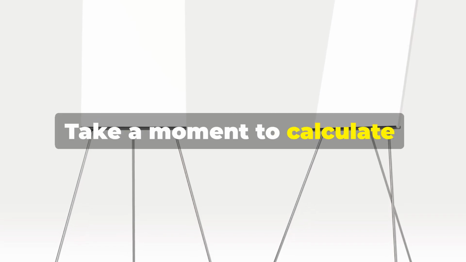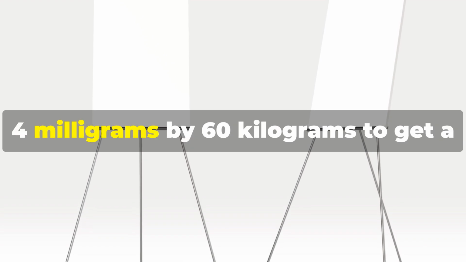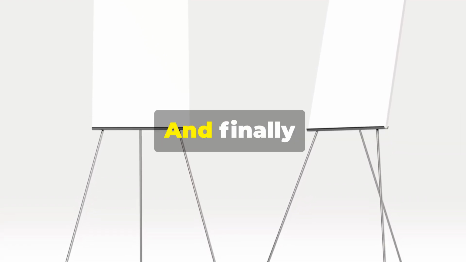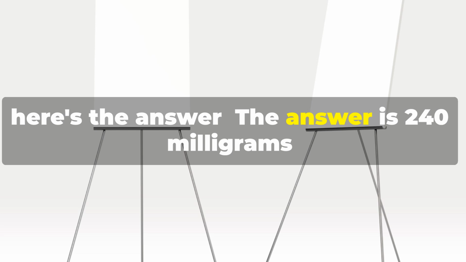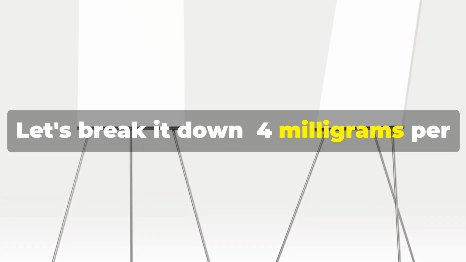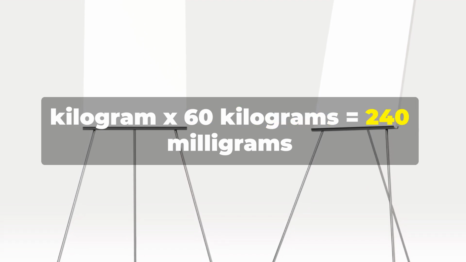Take a moment to calculate. Now let's see the demonstration. We multiply 4 milligrams by 60 kilograms to get a dosage of 240 milligrams. And finally, here's the answer. The answer is 240 milligrams. Let's break it down. 4 milligrams per kilogram times 60 kilograms = 240 milligrams.